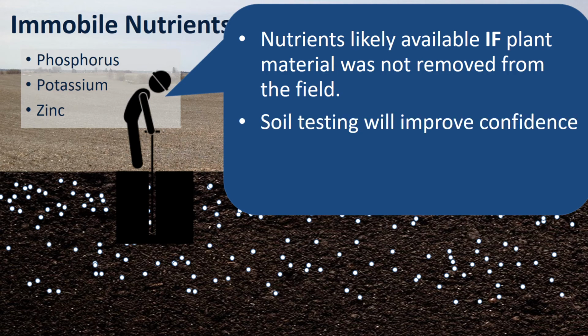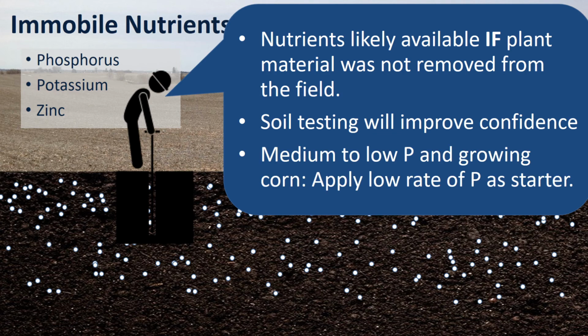However, the only way to really know what's there is to do some soil testing, to go out there and take those 0 to 6 inch samples, send them to the lab, and get the information back so we know how much of these nutrients, phosphorus, potassium, zinc, and others that are immobile are still in that soil. And then just kind of a rule of thumb, if we're going to be planting corn this next year and we had a medium to low phosphorus level in our soil, it's generally recommended to apply a small rate of phosphorus as a starter.